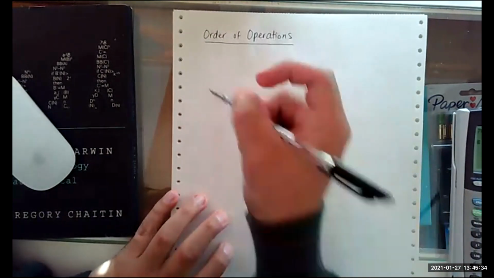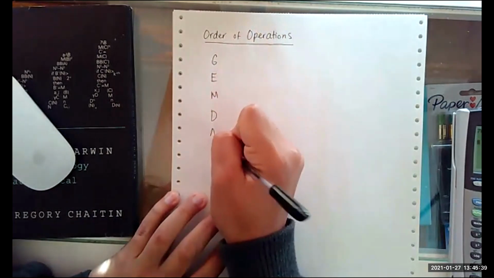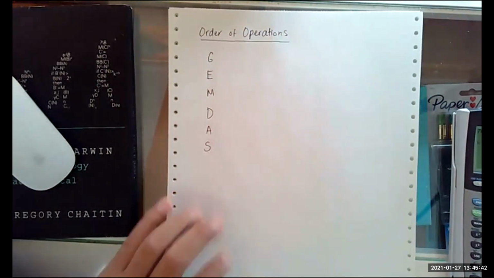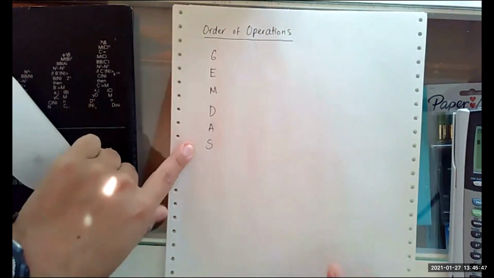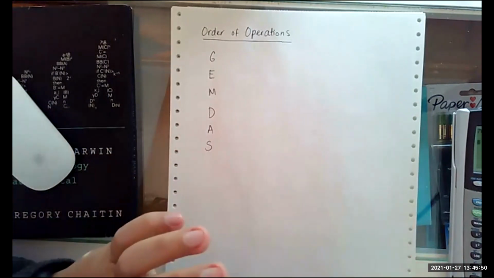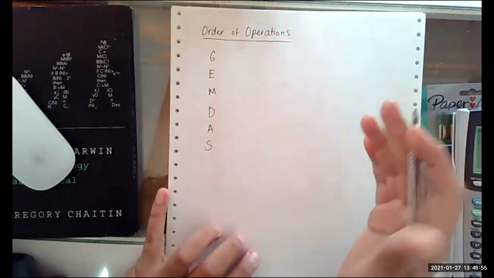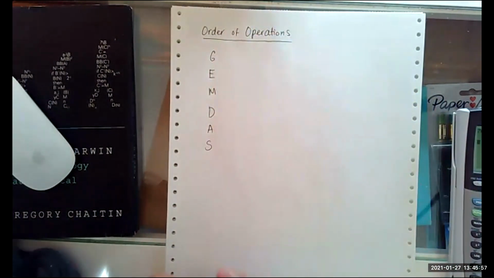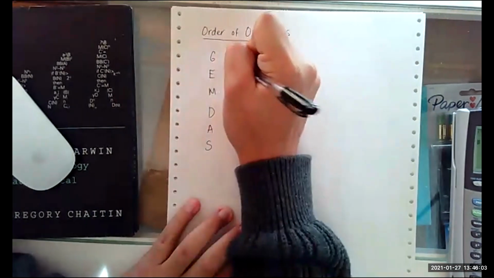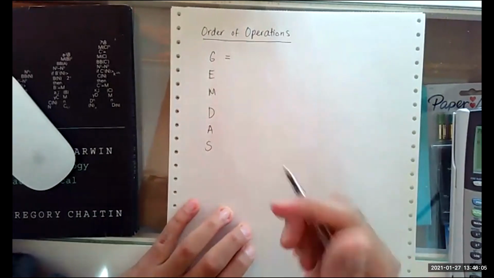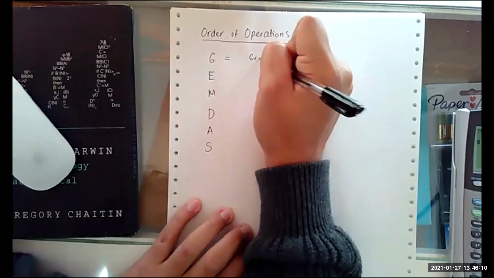And I like to use the acronym GEMDAS. So this is the order in which we need to proceed through any mathematical problem if we're going to evaluate it, right? Get a single answer at the end. So the G here is not going to be the same as P. If you've heard of PEMDAS before, PEMDAS starts with parentheses, but there's more than just parentheses in a given math problem. You might have brackets or other what we call grouping symbols.